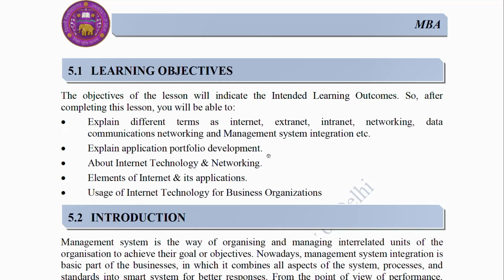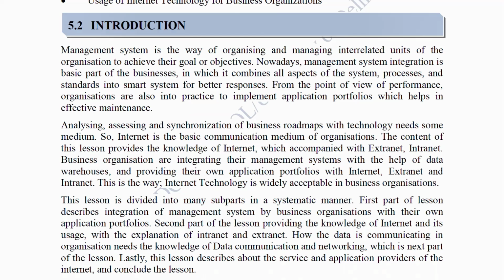Next point, explain application portfolio development. Next point, about Internet technology and networking. Next point, elements of the Internet and its applications. Next and the last point is usage of Internet technology for business organizations.